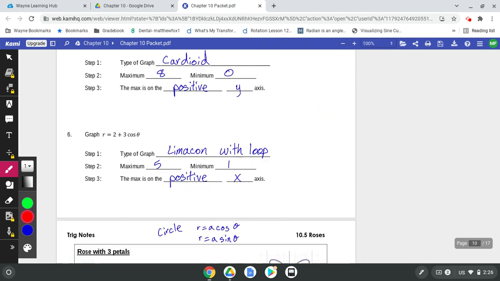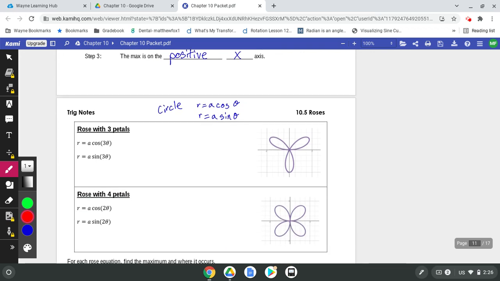And then the last thing we've talked about, roses. Remember 3 petals and 4 petals, they only have one variable in front of cosine or sine. The difference is 3 theta means 3 petals, 2 theta means 4 petals.